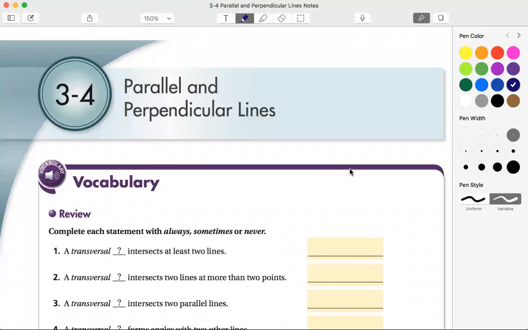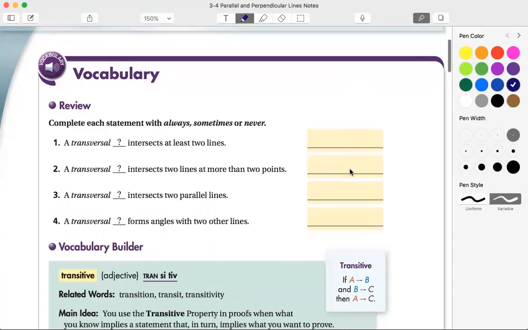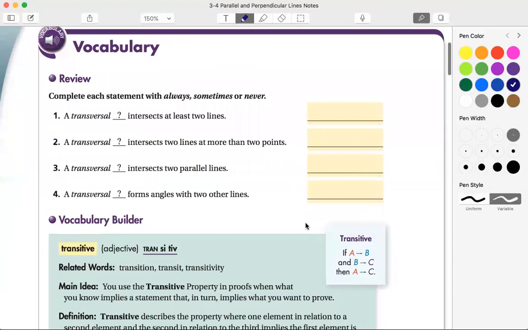All right, this is section 3-4, parallel and perpendicular lines. Again, let's start off with reviewing some vocabulary. A transversal blank intersects at least two lines. So a transversal will always intersect at least two lines. A transversal blank intersects two lines at more than 1 point. Okay, so a transversal will only ever cross at 1 point.